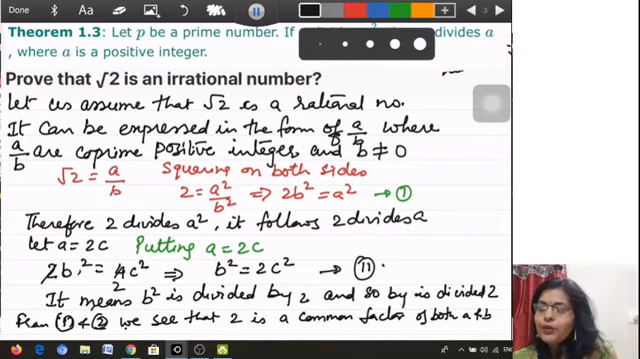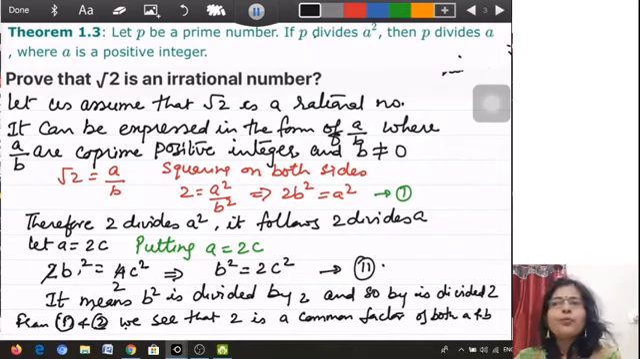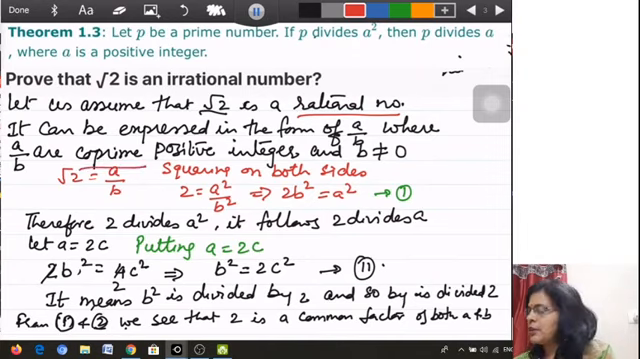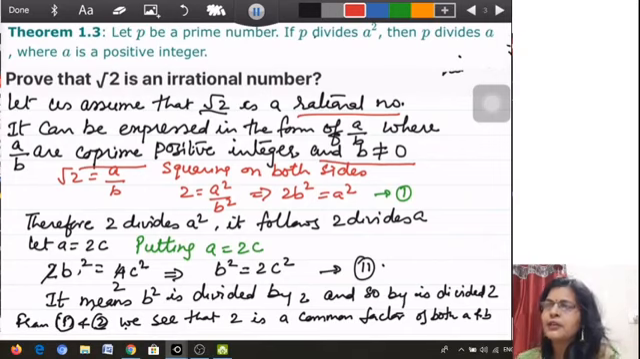First of all, we can prove it by the contradiction method. In this method, we have to suppose that it is a rational number. Then we will see that our assumption is wrong, and then we will prove it as an irrational number. So first of all, we assume that root 2 is a rational number. We know the definition of a rational number, that it can be expressed in the form a by b, where a and b are co-prime positive integers and b is not equal to 0. This is the definition we have studied earlier.